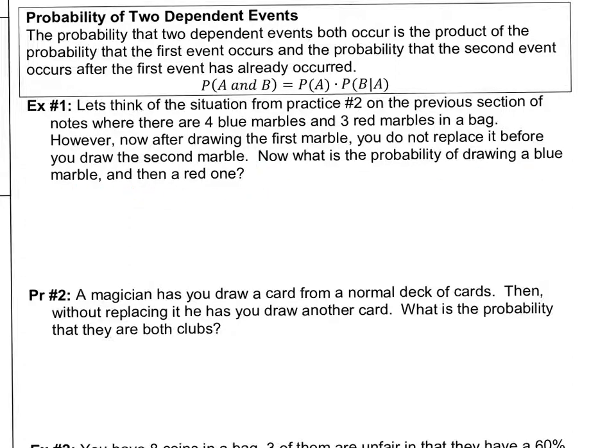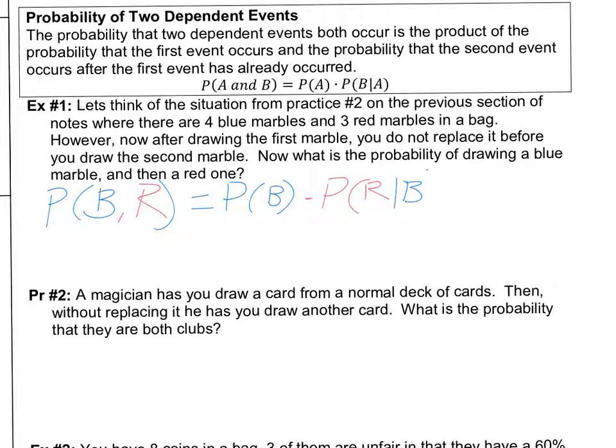So now, the probability of blue and then red equals the probability of blue times the probability of red given that we've already taken a blue out. Okay, and so let's think about that. The probability of blue is the same because at the first draw there's still 4 out of 7 marbles.